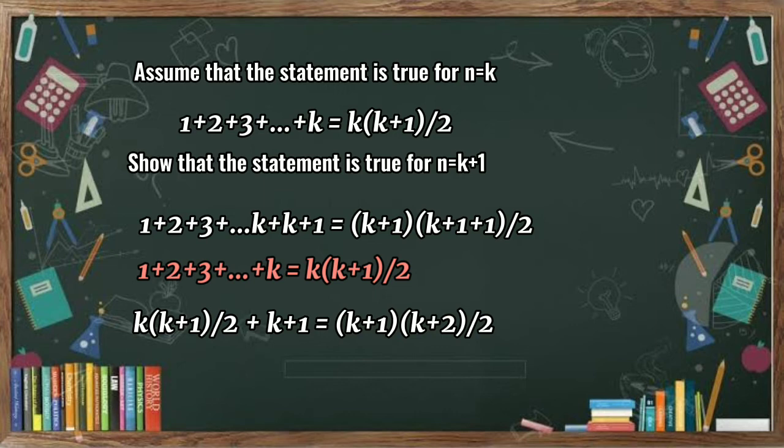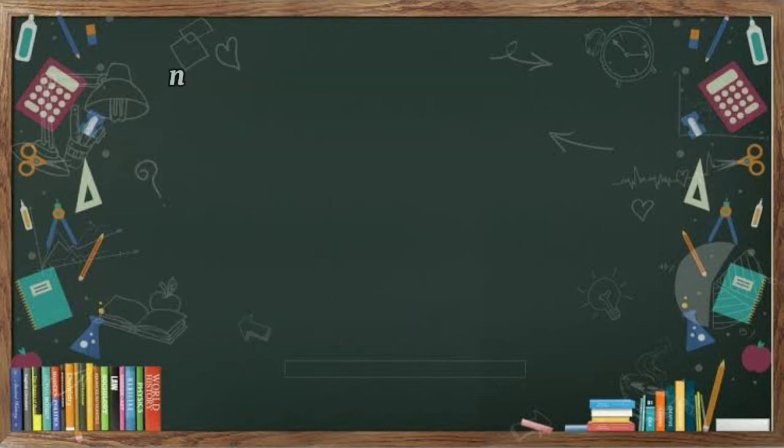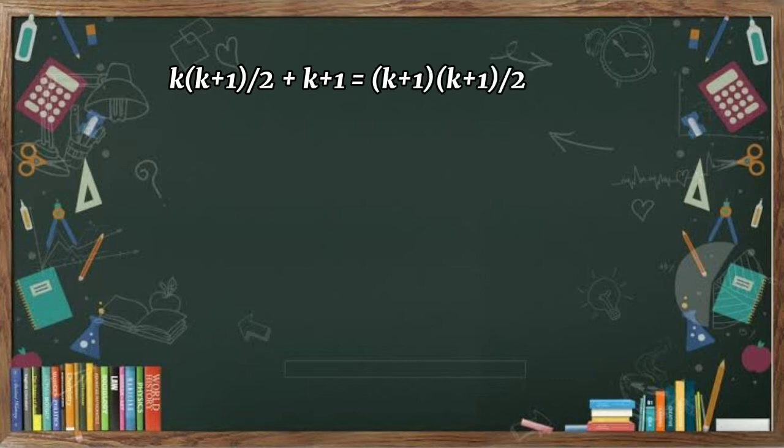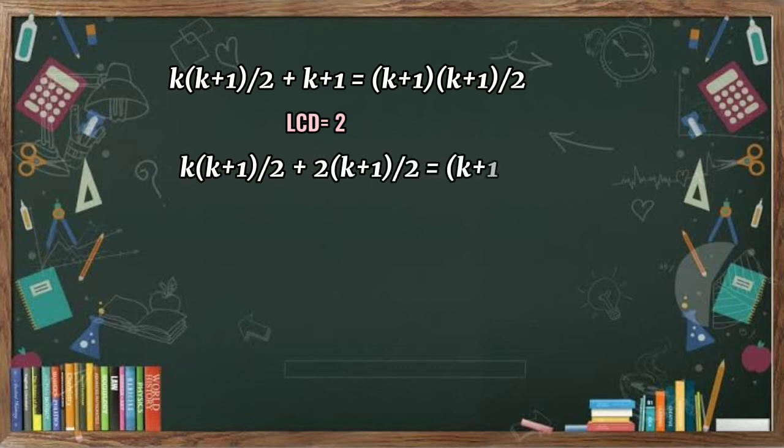And now we will check if the left-hand side is equal to the right-hand side, which is k plus 1 multiplied by k plus 2 over 2. As you can see here, there is the denominator of 2. And this one, obviously, is over 1. So basically, we'll do the math. We will find the LCD. We have the LCD of 2. So we have now k multiplied by k plus 1 over 2 plus 2 multiplied by k plus 1 over 2 is equal to k plus 1 multiplied by k plus 2 over 2.